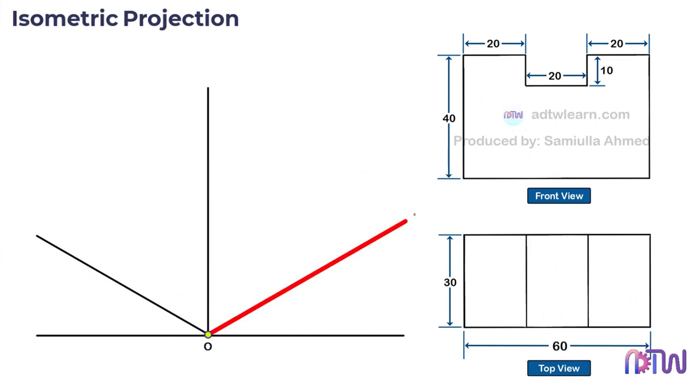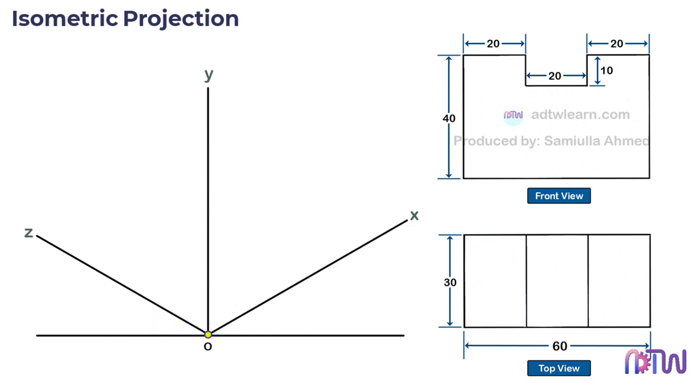This line will be the x-axis, this will be the y-axis, and this line will be our z-axis. We can see the x and z-axis are inclined at 30 degrees, and the y-axis is at 90 degrees. These axes are called the isometric axis. Now we can draw the isometric view on this axis.